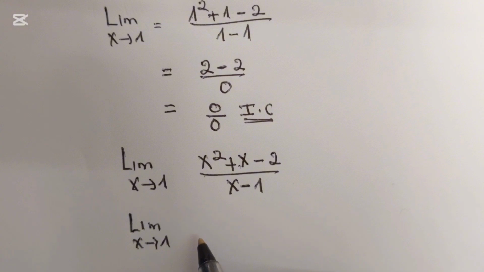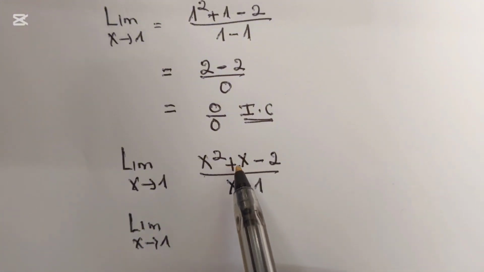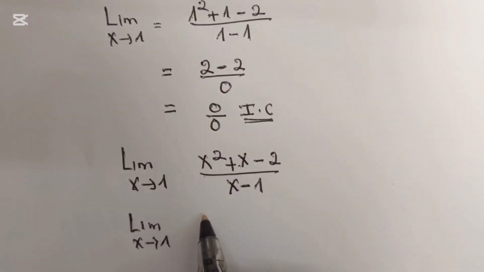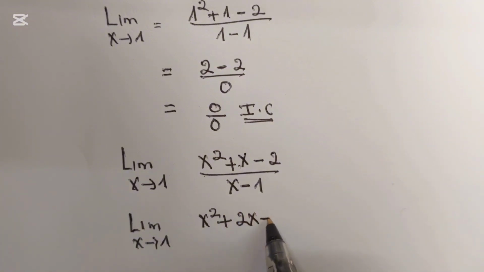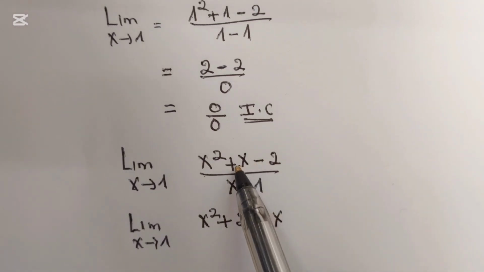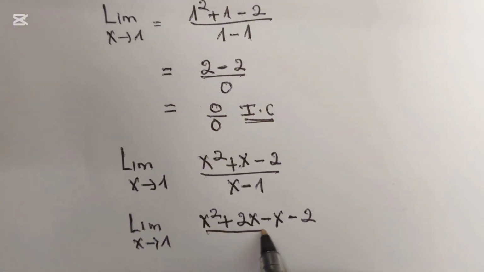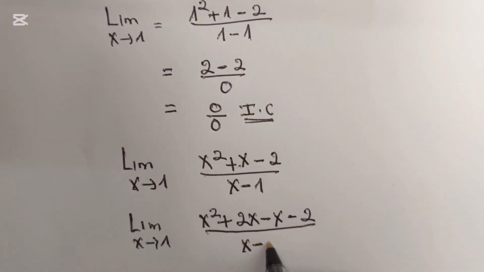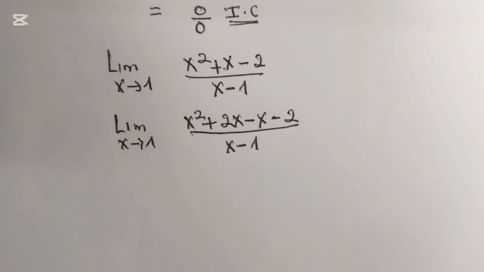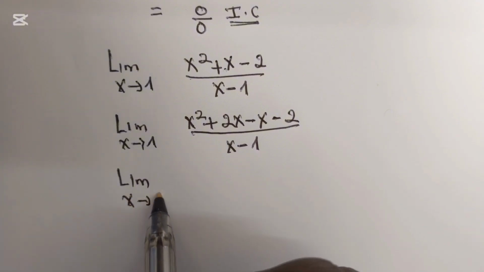They are negative 1 and positive 2. Here will be equal to x squared plus 2x minus x, minus 2. This can be multiplied to get negative 2, and their sum is equal to positive 1, over x minus 1. So this will be equal to the limit as x approaches 1.